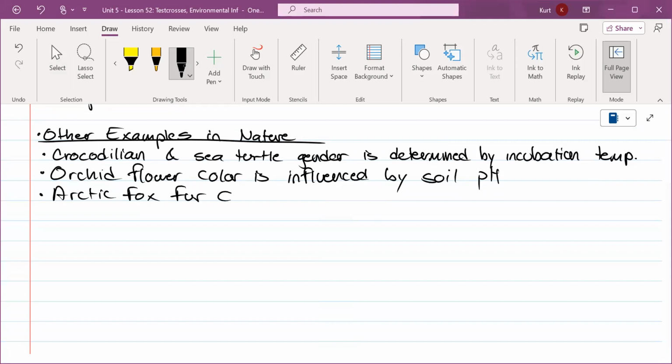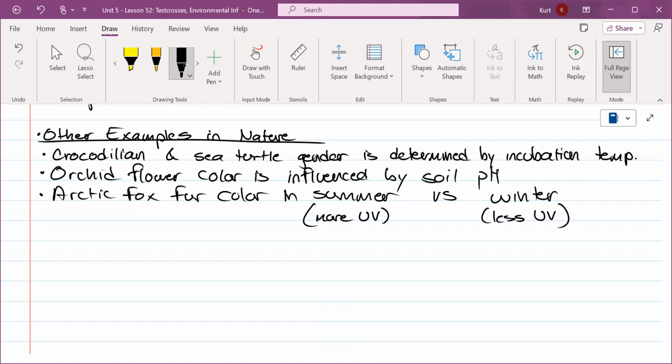Fur color in summer versus winter. Now, this is pretty much a no-brainer. What season are you going to have more UV radiation? And the winter would be less. UV rays influence the fox's fur coat.